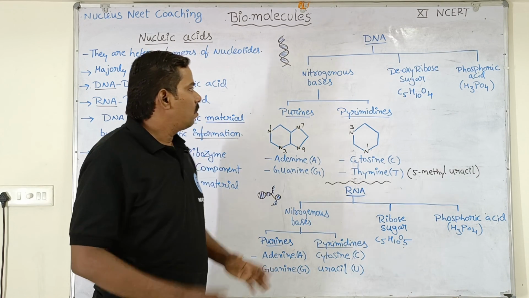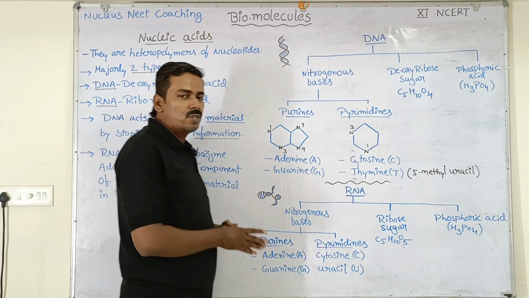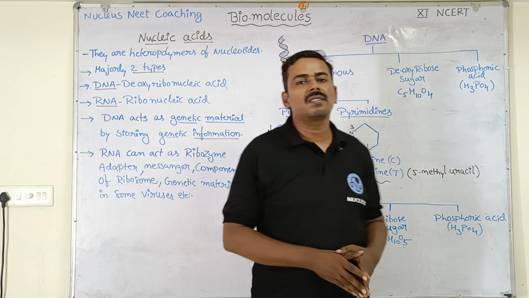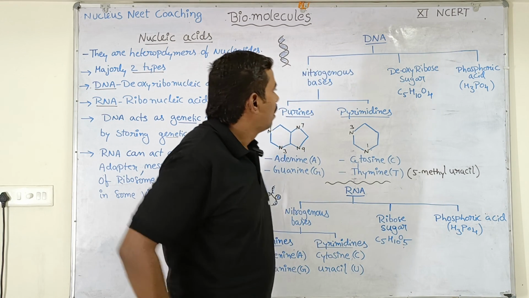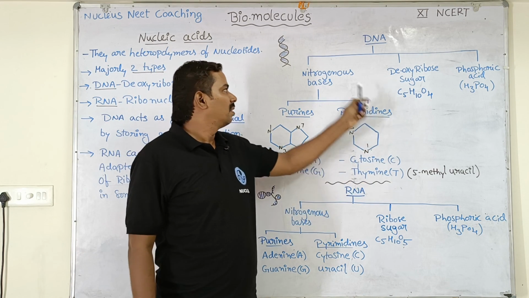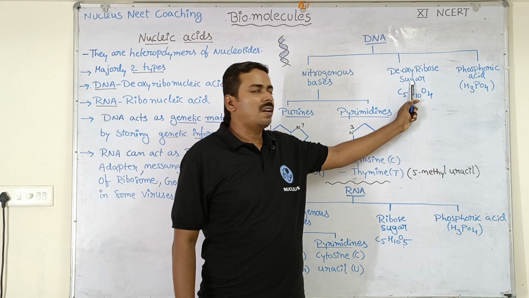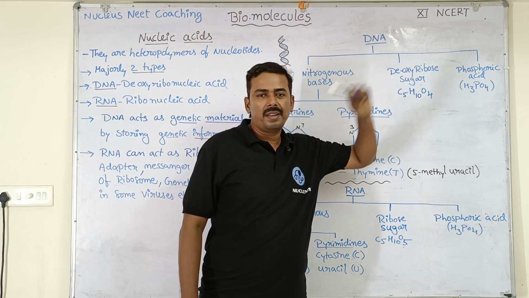Okay, now let us discuss the composition of DNA, deoxyribonucleic acid. DNA is made up of three components: nitrogenous bases, deoxyribose sugar, and phosphoric acid.